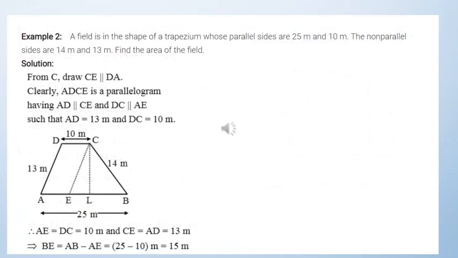Let us see one more example of finding the area of a trapezium. A field is in the shape of a trapezium whose parallel sides are 25 meter and 10 meter. The non-parallel sides are 14 meter and 13 meter. Find the area of the field.